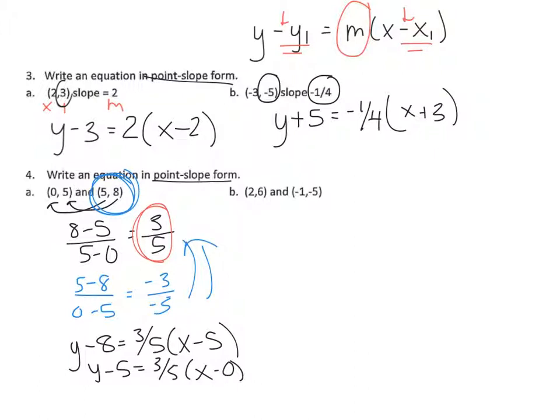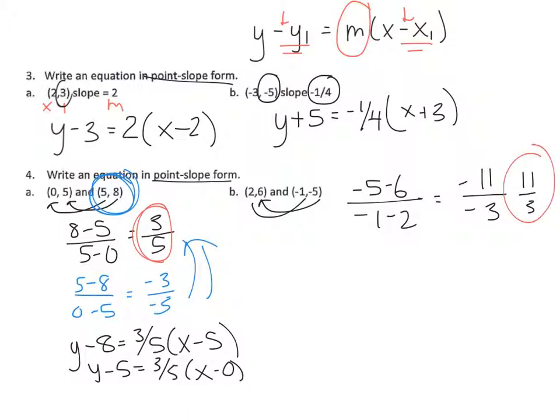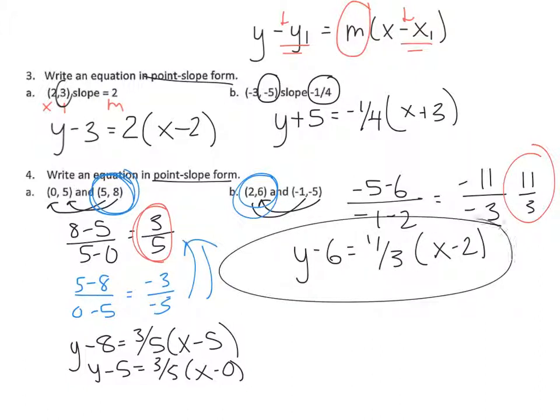Okay, B, I'm going to do the same thing. I'm going to find the slope. So negative 5, be careful with your negatives, minus 6 over negative 1 minus 2. So it's negative 11 over negative 3, which simplifies to 11/3. So that's my slope. And then again, you can pick either point. I'm going to pick the ones that are positive. Those are easier for me, and I think probably easier for everybody. y minus 6, because that's a positive 6, equals positive 11/3 times x minus 2. That is your answer.